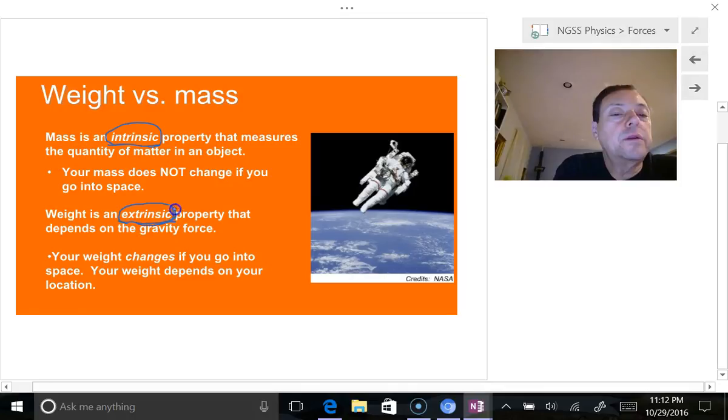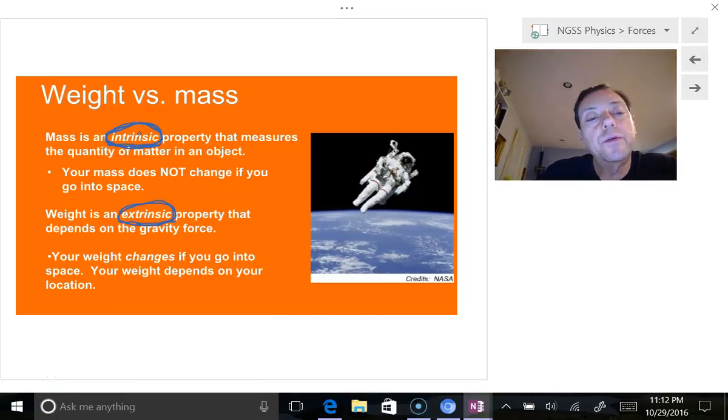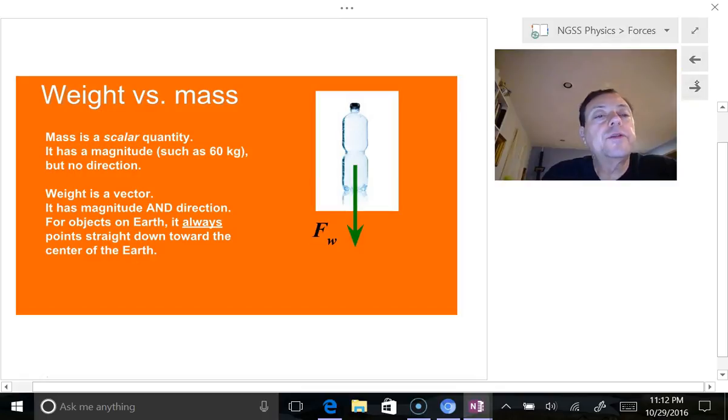So these are forces that act outside of you as a result, and these are an inherent property of the amount of matter that you have. So your weight changes if you go into space. Your weight depends on your location. Mass is a scalar quantity. Scalar only has an amount. So scalar is amount only.